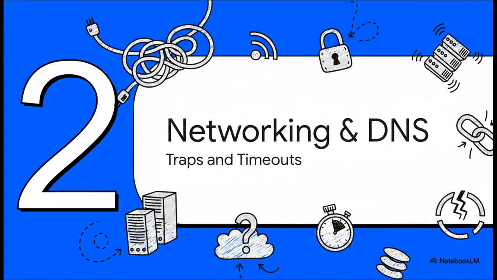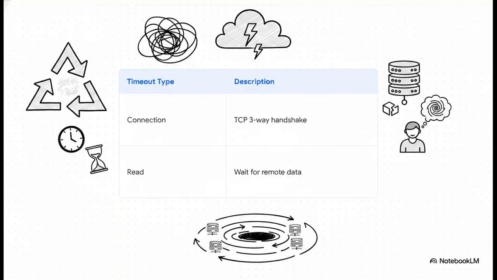Moving right along to Section 2, Networking and DNS Traps. Time to tackle the invisible network drops and DNS caching traps that freeze your apps in total silence. Picture this. Your Spring Boot app suddenly stops responding, completely dead in the water. But CPU and memory? Totally fine. You probably hit a network black hole.